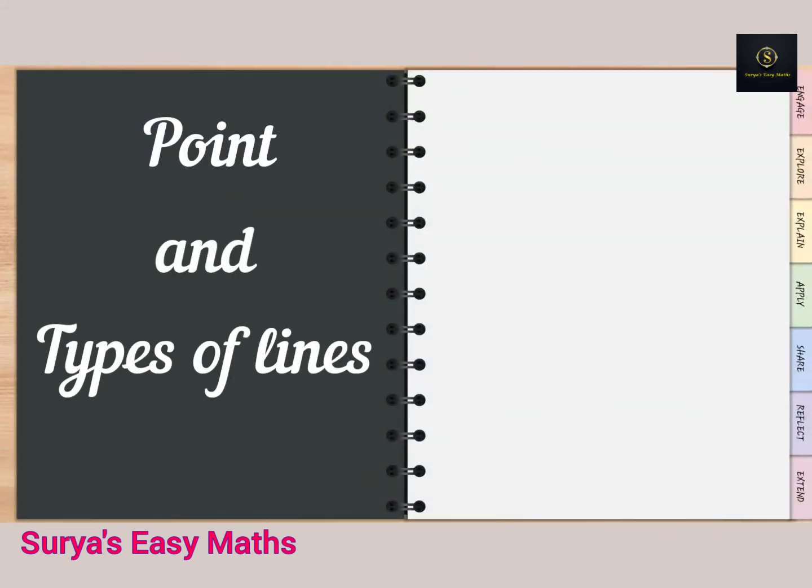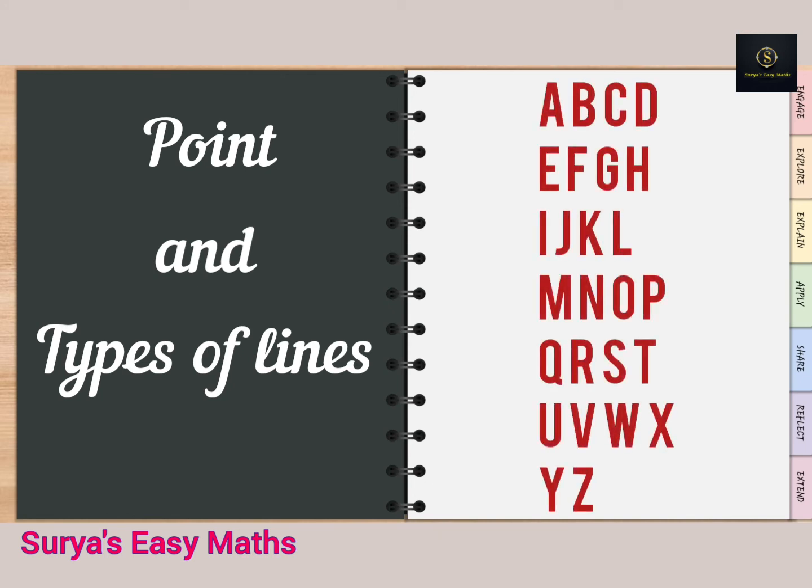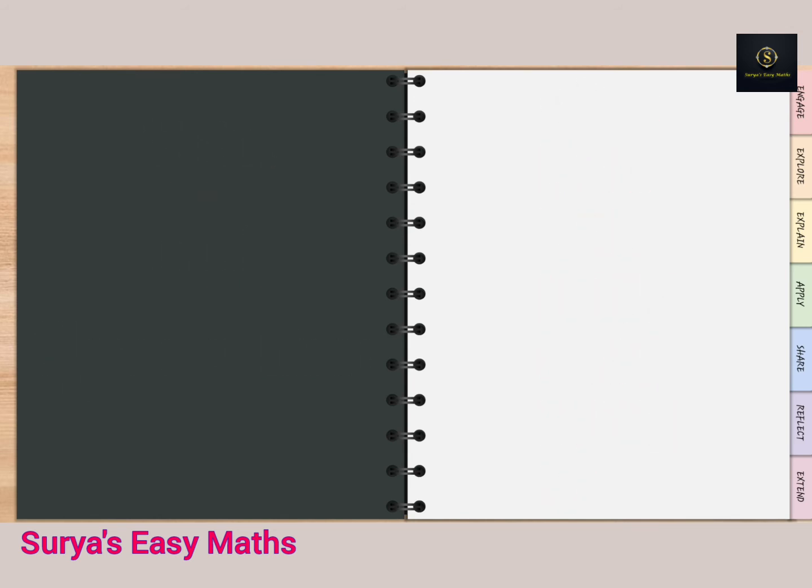Now children, here are some letters and you have to count the horizontal line, vertical line, slanting line and curved line. And you have to recognize them and you have to write which lines you can see in the letter. So here we have a first letter, that is capital A.